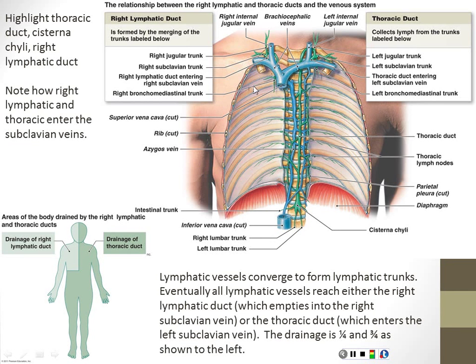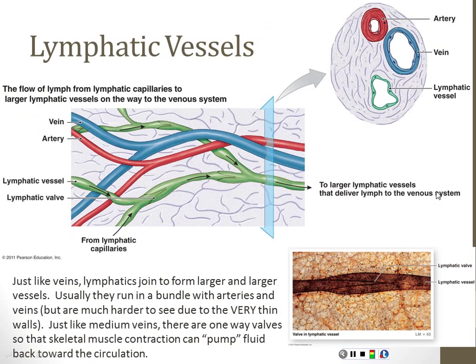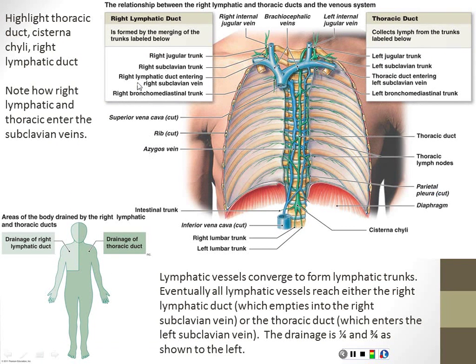On the right-hand side, we have the right lymphatic duct, which is right here. This has anatomy on this slide. You want to circle stuff? Okay, so right lymphatic duct, I want you to know that. That's here. And thoracic duct, right here. That's all I want you to know. You don't need to know these trunks. So thoracic duct on the left and lymphatic duct on the right.